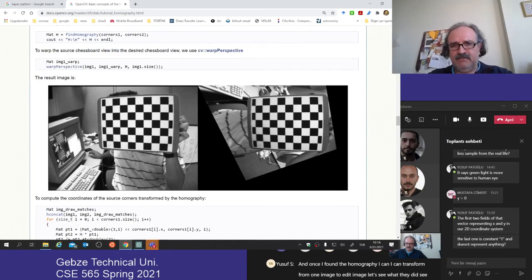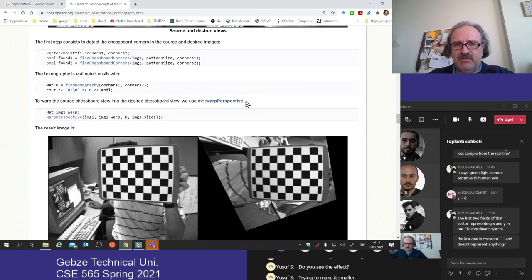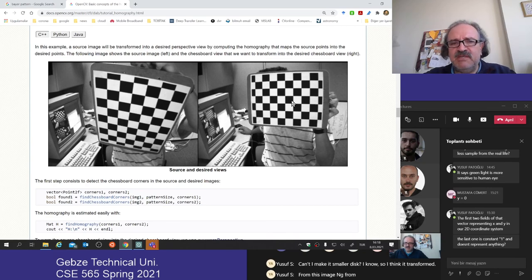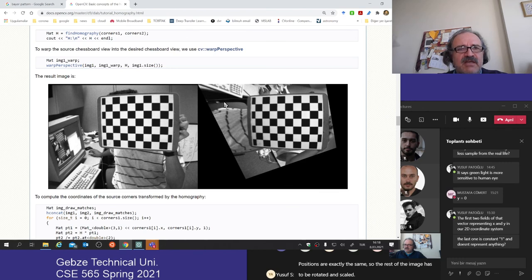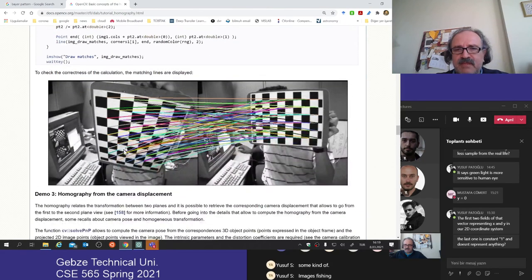Let's see what they did. See? Do you see the effect? Trying to make it smaller. Can't I make it smaller? So I think it transformed from this image to this image space. So their positions are exactly the same. So the rest of the image has to be rotated and scaled. And I got this right. So there is a nice function in OpenCV called warpPerspective. You need to give image one and image two and a homography. It does this homography for you. If you get this image and put this on top of this one, exactly, you are doing some kind of image stitching, right? And the correspondences are there.